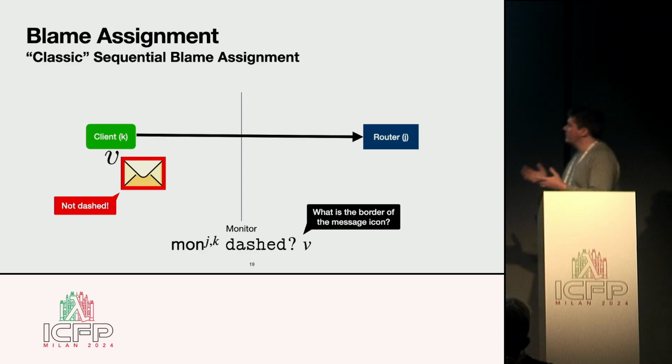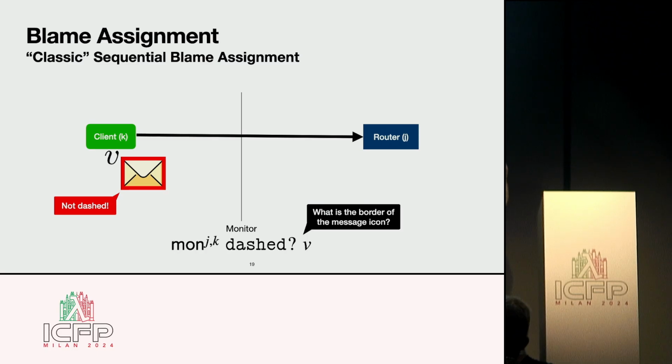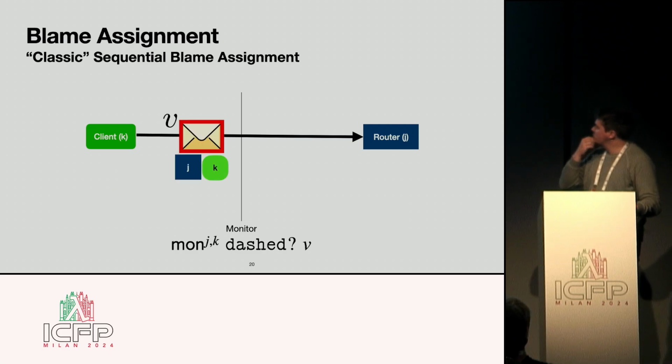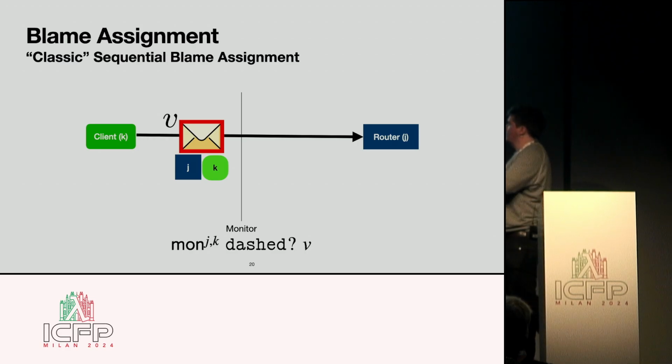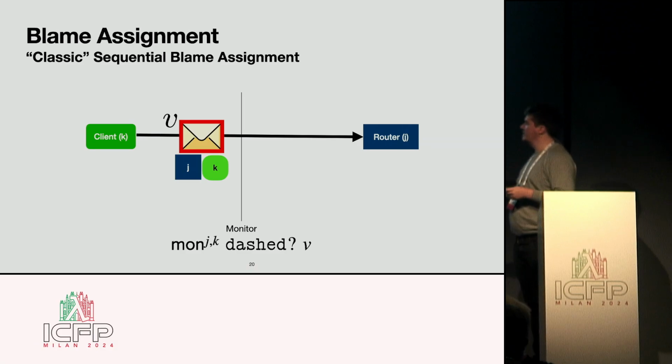So if we look at what would happen if we send a message with a solid border, which does not satisfy the contract because the border is not dashed, we will now see what happens in that case. The message gets sent, and importantly, attached to this message will be the blame labels that correspond to the router and the client.